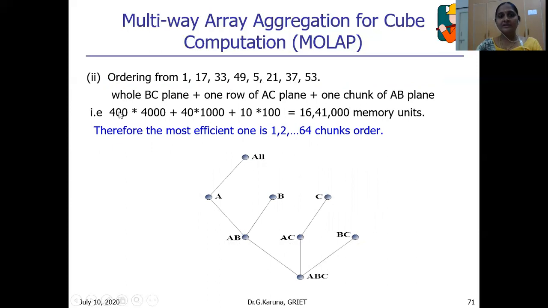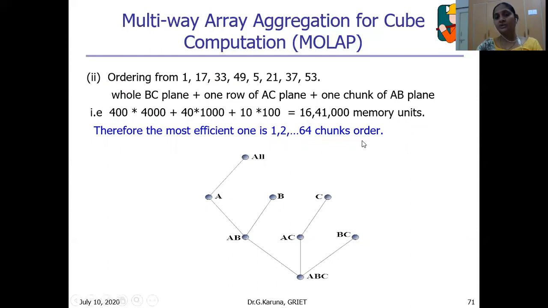So now the condition is multivariate aggregation, whole BC plane. Now I am starting with the BC plane, then one row of AC plane and one chunk of AB plane. If you calculate, we'll get 16,41,000 memory units. So 10 times or more memory units are required for pre-computation if we go to this order. Therefore, the most efficient one is we have to start with the AB plane.